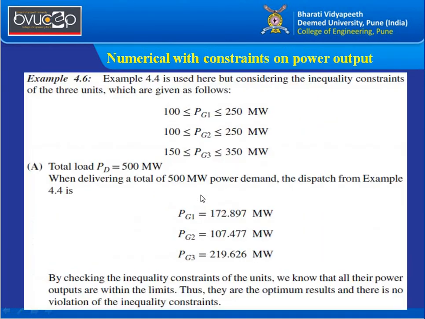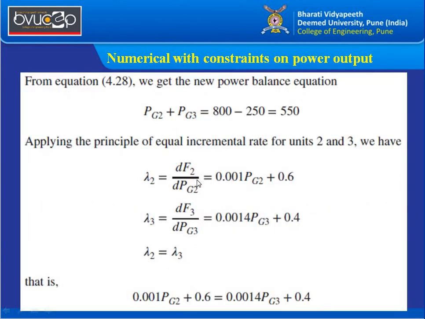So we can see here now, lambda 2 is going to be 0.001 Pg2 plus 0.6, and lambda 3 will be df3 by dpg3, that is going to be 0.0014 Pg3 plus 0.4. Now, as per the equal incremental rate principle, we can say that these two are equal because they are well within the limits, not violating the limits. So these are going to contribute to the optimum results.